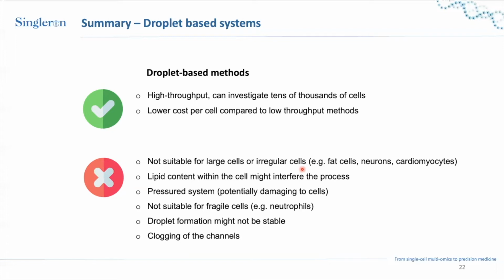This microfluidic system is pressurized. It's based on pressure. And for certain cell types, this could be a problem. It could damage those cells, especially, for example, neutrophils. And droplet formation may not be suitable. Also, in the literature, some researchers reported that clogging is likely to occur in droplet-based systems.